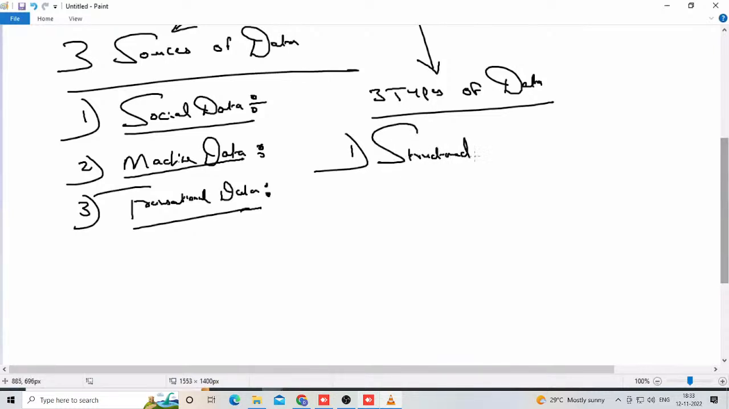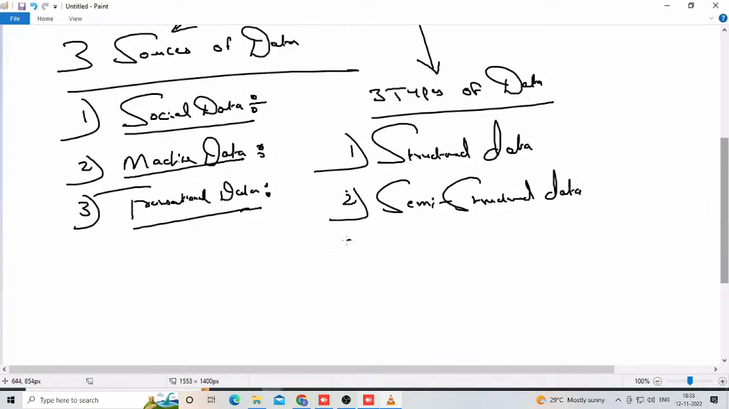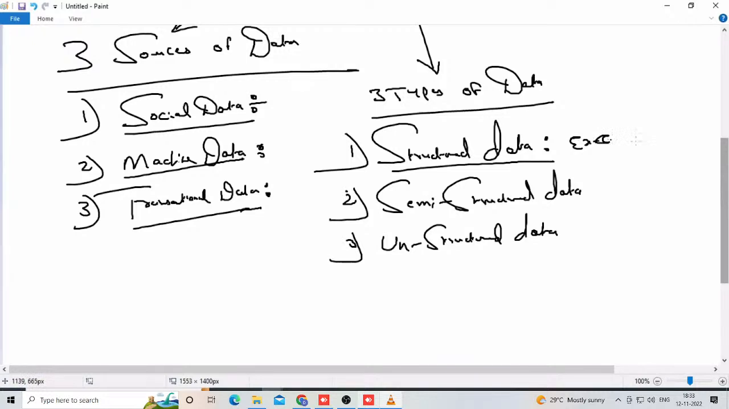Structured data, semi-structured data, unstructured data. Structured data means data which is organized in the form of rows and columns, like Excel sheets and database tables. Semi-structured data is not fully structured and not fully unstructured.